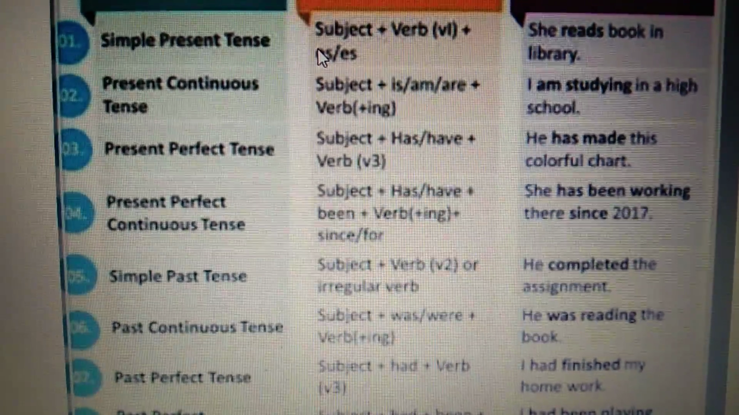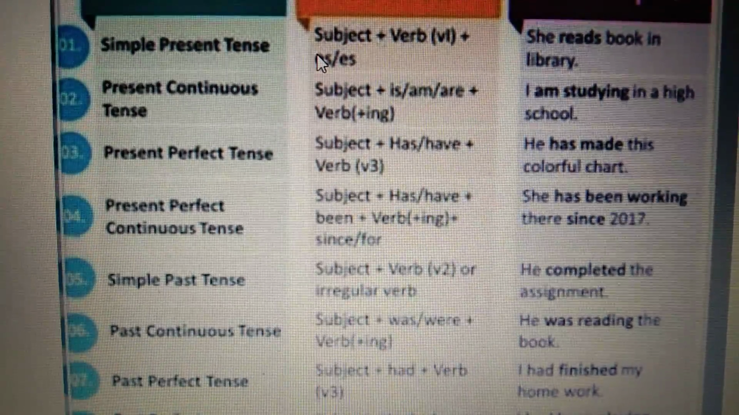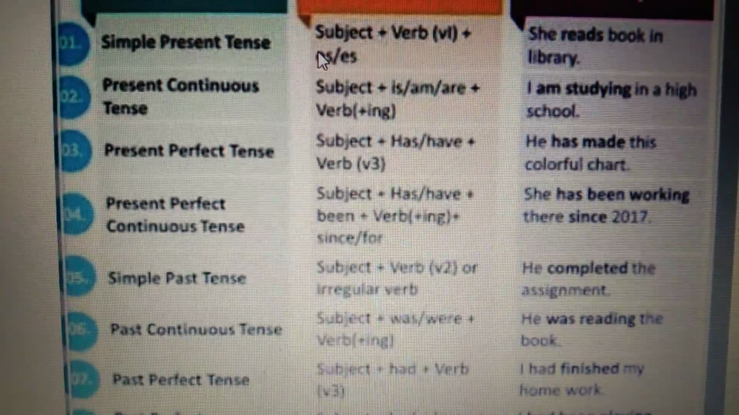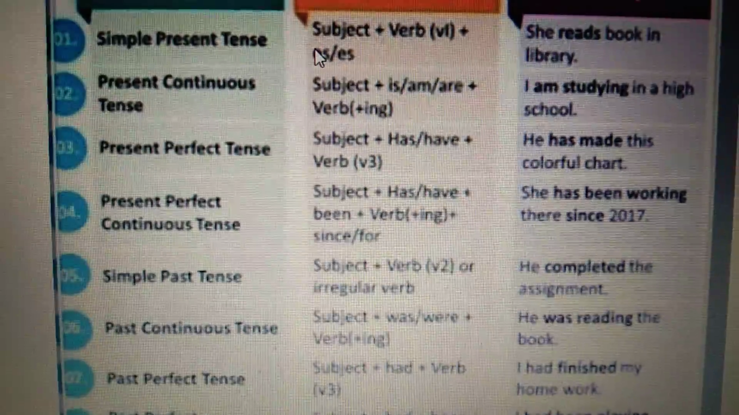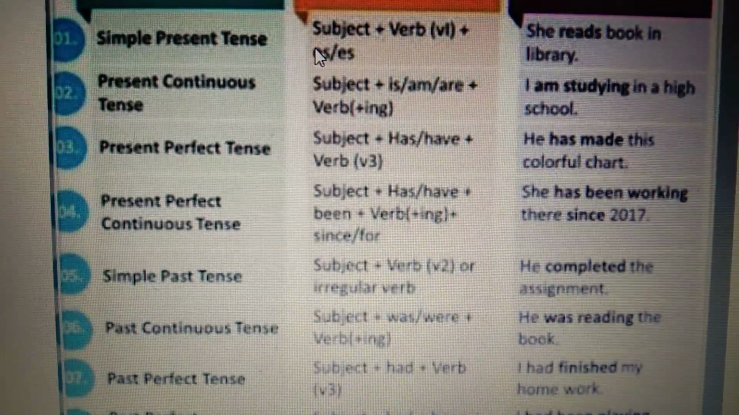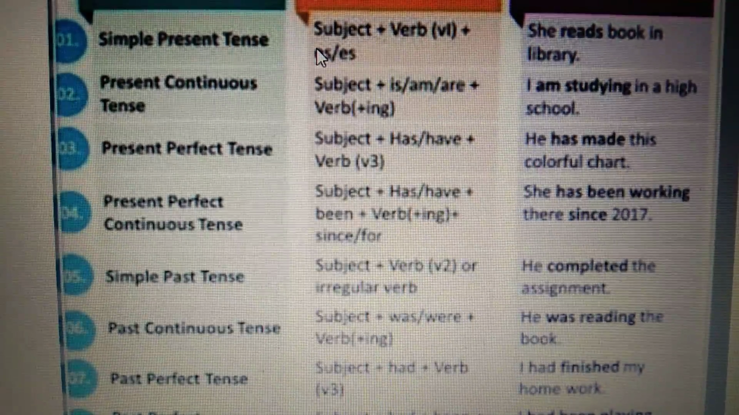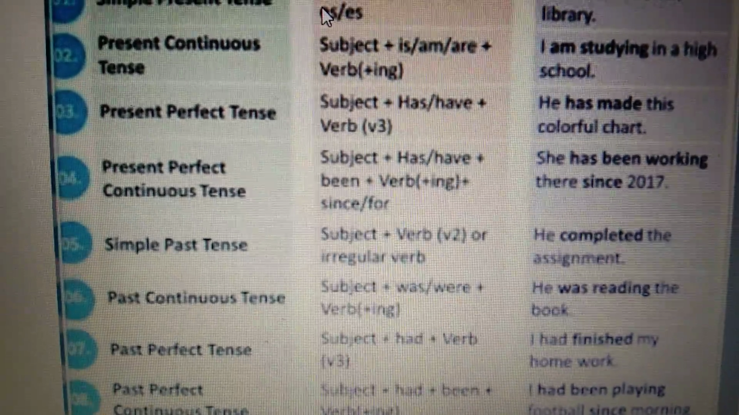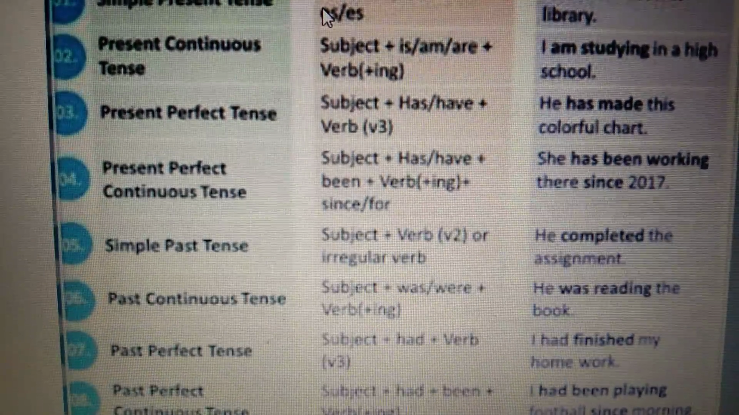Next is present perfect tense. Present perfect tense is used to indicate an action which has been completed recently. The third form of the verb with the help of has or have is used in this tense. Has is used with the singular form, and have is used with plurals. If we want to change into negative, then we use not after have or has. And to change into interrogative, we write has or have at the beginning of the sentence.